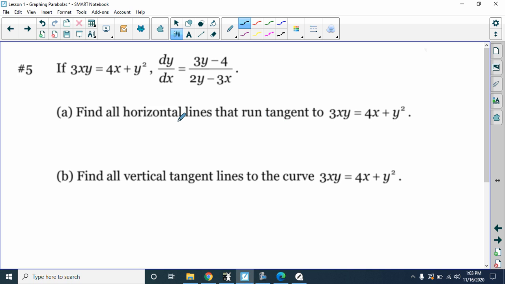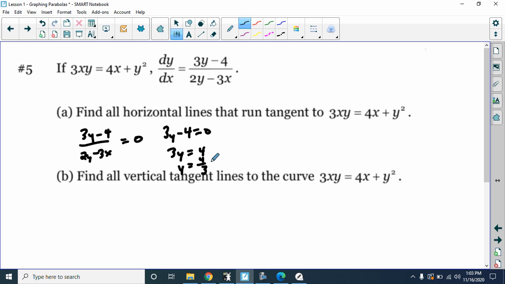Horizontal tangent lines occur when the slope is 0. So we want to set slope, which is this equation right here, equal to 0. If I divide two things and I get 0, that means the top is 0. So anytime y is equal to 4/3, I get a slope of 0.